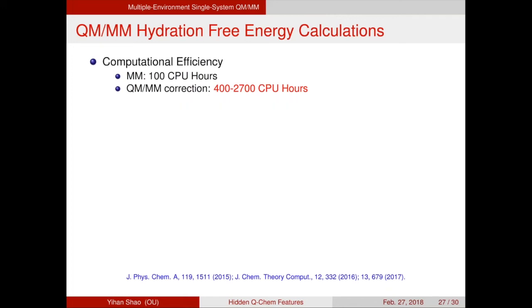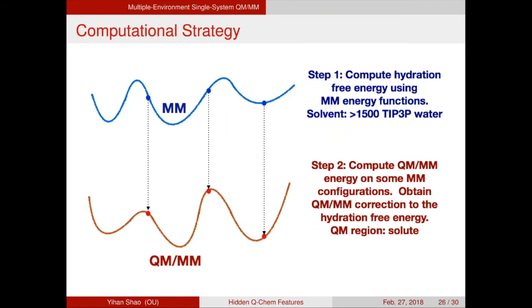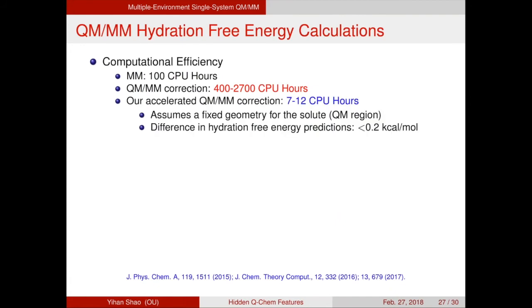And if we use our fast QM/MM idea, namely do this Newton-Raphson correction, that would lower the computer cost from 400 to 7 CPU hours. So that's about 50 times faster. Again, we are assuming that the solute takes a rigid geometry, and compared to fully converging the orbitals at each environment, the error is less than 0.2 kcal/mol. So pretty much we get the same answer at a two orders of magnitude faster calculation.